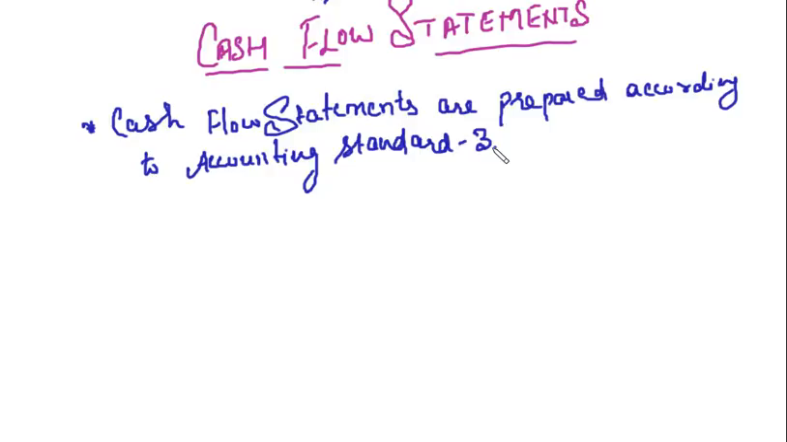So we apply these accounting standards in solving various problems, right? And accounting standard 3 lays down the format for preparing the cash flow statements. It tells us how to prepare them, what items are included and what is to be excluded, and how to do the accounting treatment of cash inflows and cash outflows. This all is given by accounting standard 3, right?